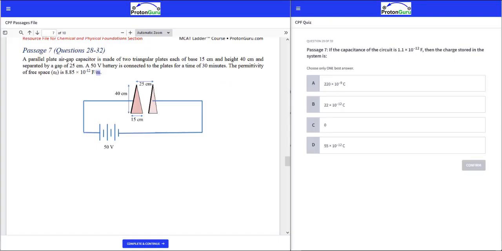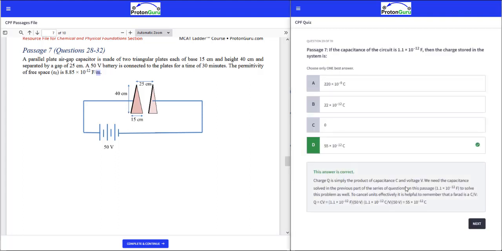And if you're using the SI units for voltage and farads, it comes out correctly to the coulombs, the units of charge, and that's actually one of the answer choices, 55 times 10 to the minus 12th. So we got that relatively quickly, assuming we know that the charge Q equals capacitance times voltage.